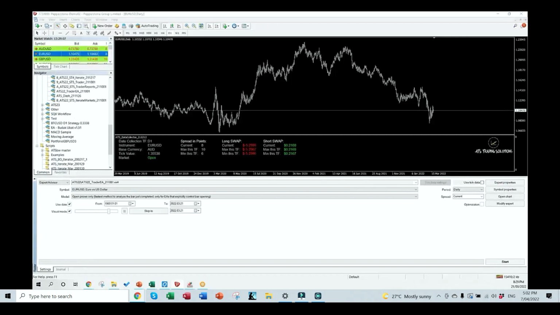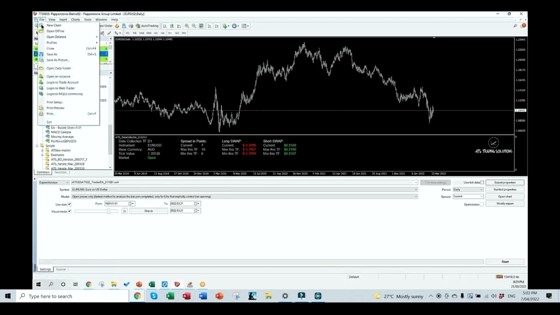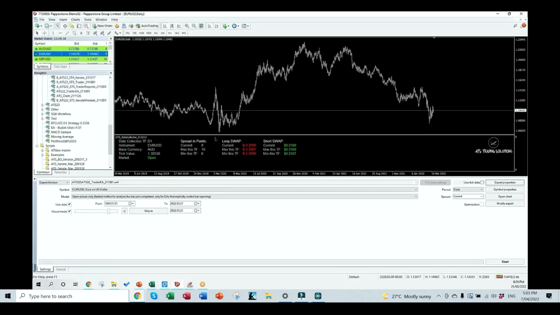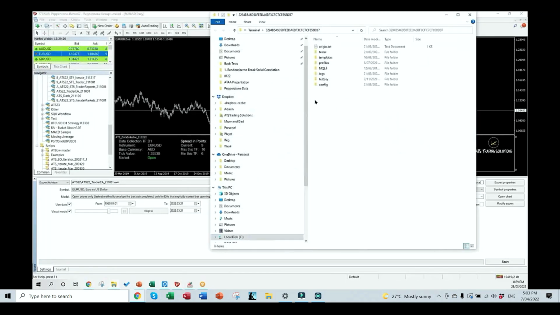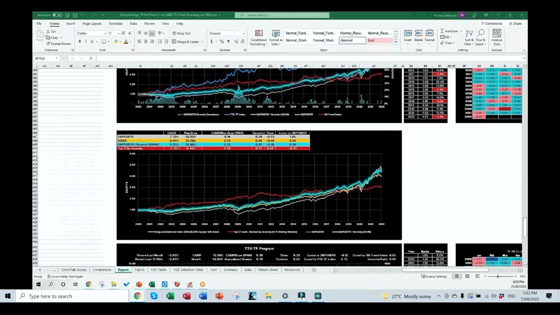So just to explain this model, I'll show you the settings we're using for this model. This is just an example I've used for this demonstration.